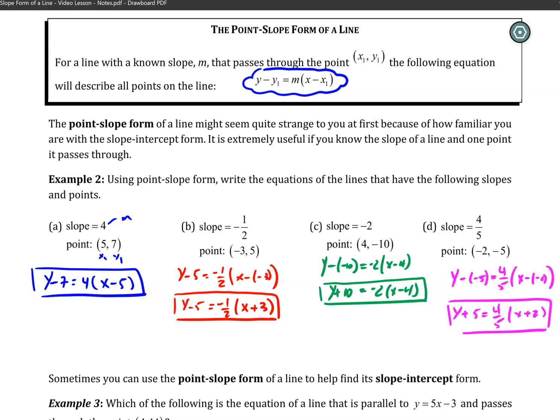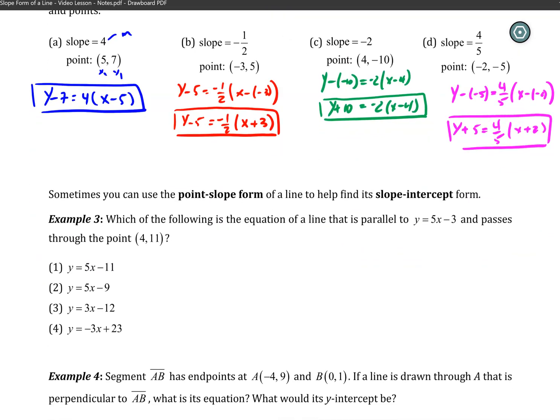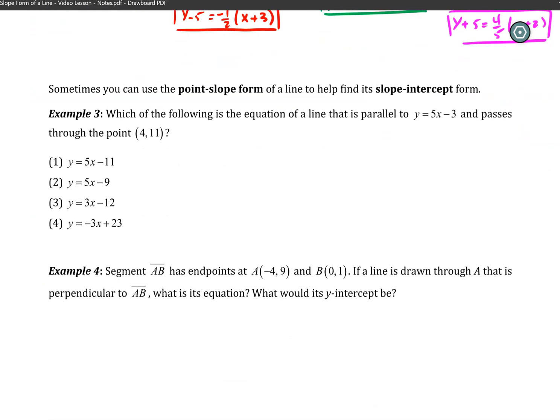You just have to do a little bit of simplifying from time to time, but it's a really fast way to get the equation of a line. All right, let's try two examples and then let you guys have some time to practice your practice problems.